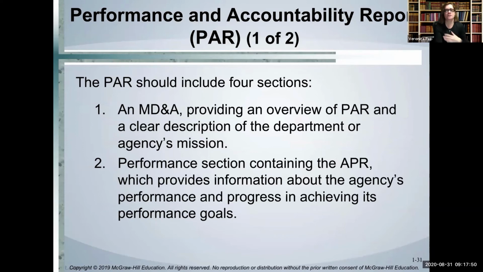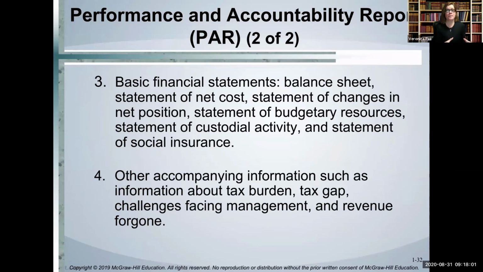It gives you the description of the department and the mission, and then it goes into section information, where you are looking at the agency's performance and the progress in achieving those performance goals. Then you get the basic financial statements: balance sheet, statement of net cost, statement of changes in net position. Make sure you underline that, statement of changes in net position. And then you have your budgetary resources, statement of custodial activity, and then the statement of social insurance. So the statement of changes in net position is important.